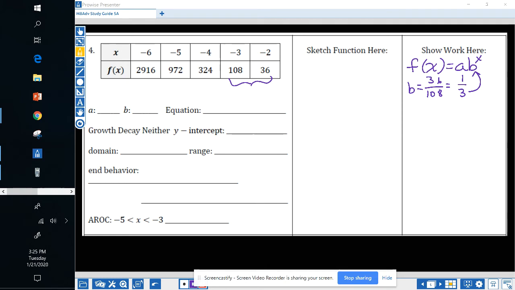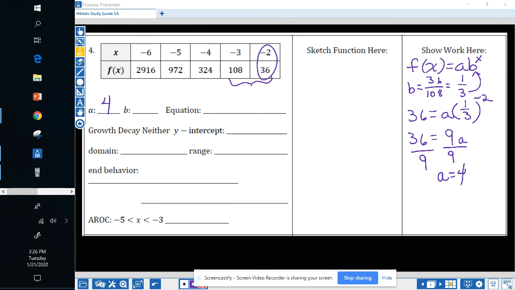Then I'm going to pick a very small ordered pair to plug in for my x and f of x. My f of x is 36. My a we do not know. The b value is 1/3 raised to the negative 2. When I evaluate 1/3 to the negative 2, that really becomes 3 to the positive 2, which is 9. So I have 9a. Now we're going to solve for a. Divide each side by 9, and my a value is 4.